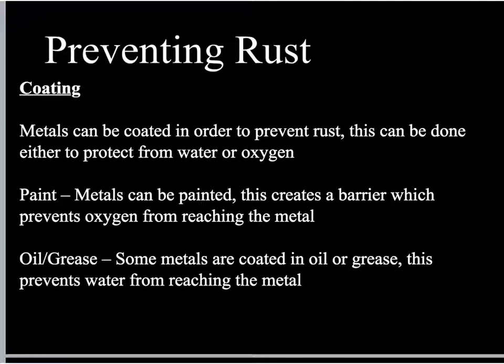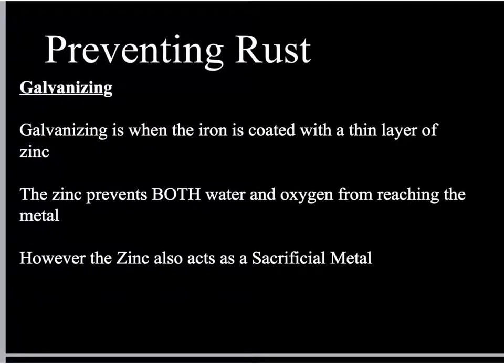First of all, we can coat the metal. This means that we would paint it, or we could use oil or grease. We do this in order to prevent water and or oxygen from reaching the iron. Paint can be used in order to create a barrier which prevents oxygen from reaching the metal. Oil and grease can be used as this prevents water from reaching the metal. As you should know, a mixture of water and oil will separate out into the 2 fractions, as oil is immiscible in water.